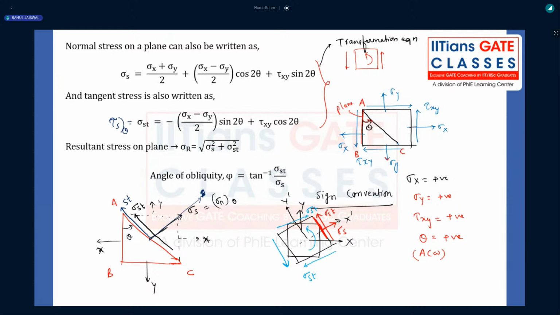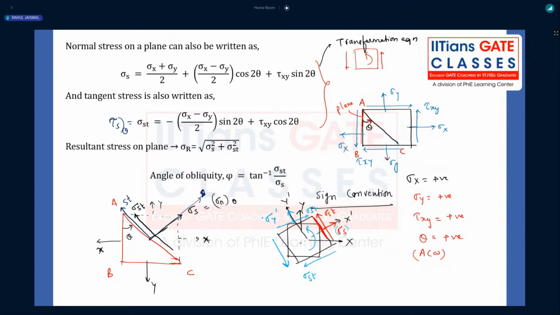If that is sigma st, we will get some other values. This will be sigma s, and this will be sigma y dash. Let me call this y dash. Sigma y dash. All of you are getting my point till here? Tell me, guys. Regarding sign conventions, any difficulties? Why am I stressing the sign convention? Because it is very, very important. When we solve the numerical, you will come to know this.